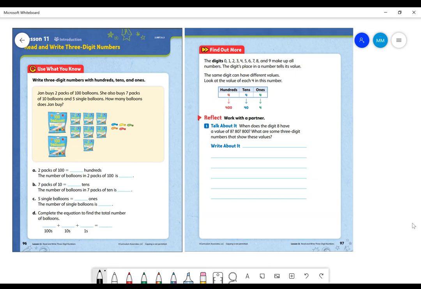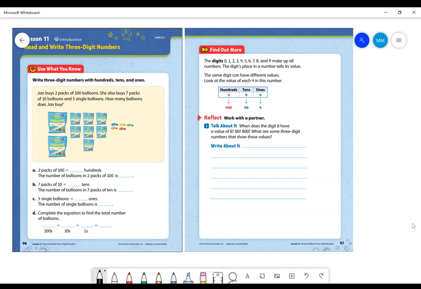So last week we talked about understanding three-digit numbers. So understanding numbers with a hundreds place, a tens place, and a ones place. This week we're going to be talking about reading and writing three-digit numbers. So let's get started with our first question.